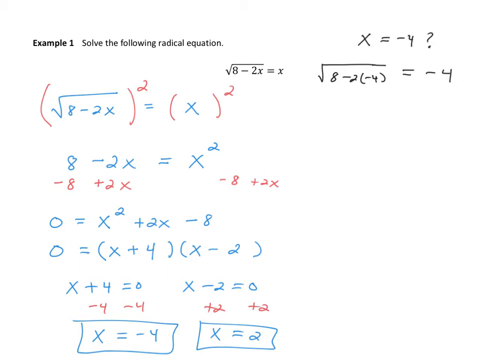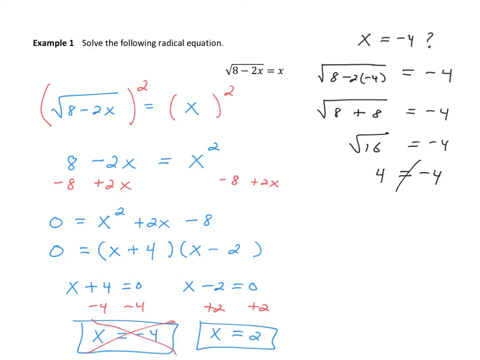But just to simplify it a little bit further to see what's going on here, we have the square root of 8 plus 8. Is that equal to negative 4? That's the square root of 16 is equal to negative 4, and positive 4 does not equal negative 4. And what that tells us is that is not a solution. It did not work. But we also have to check 2. Maybe 2 doesn't work. Maybe it does.